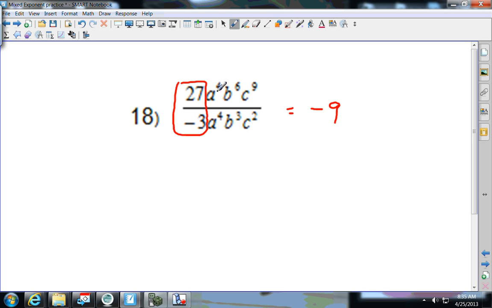Now, this is a to the 4 and a to the 4. 4 minus 4 is 0. The 4 a's cancel out the 4 a's, so they go away. The b's, 6 minus 3, I get b to the third because 6 minus 3 is 3. C's are on the top and bottom. 9 minus 2 is 7. C to the 7th. That's your answer.